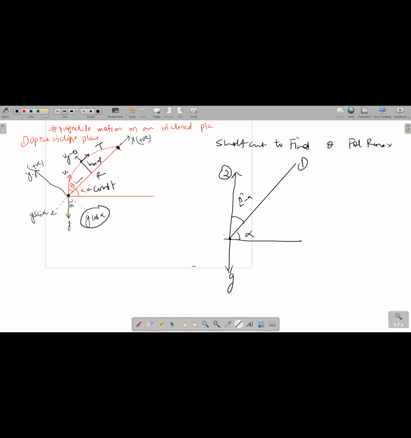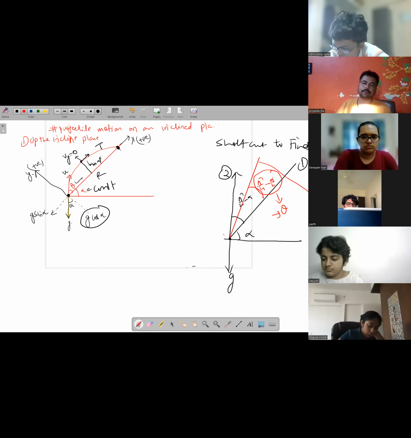Now draw the angle bisector of these line 1 and line 2. This is your angle bisector. This is just the shortcut. And what would be this angle? Half of this angle, that is pi by 4 minus alpha by 2. So this should be your theta. So if you throw the ball at this angle, you will get maximum range. Understood? This is the shortcut. You can apply anywhere.